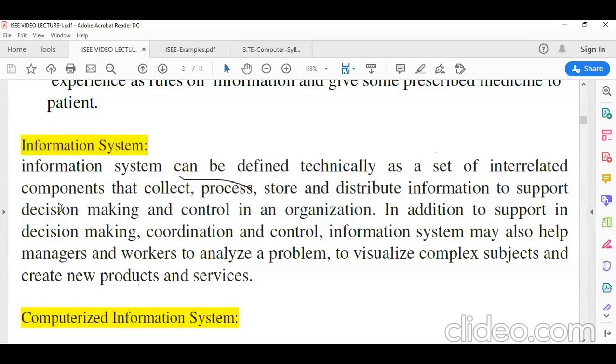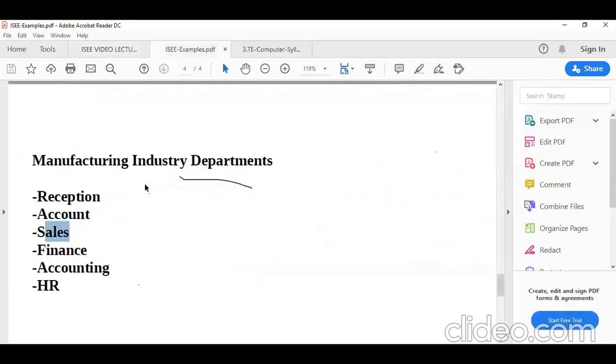Now suppose Mayur wants to make some decision. Suppose Mayur wants to know the attendance of some employee, XYZ employee. So he asks the HR department what is the performance of XYZ employee and what is the attendance.